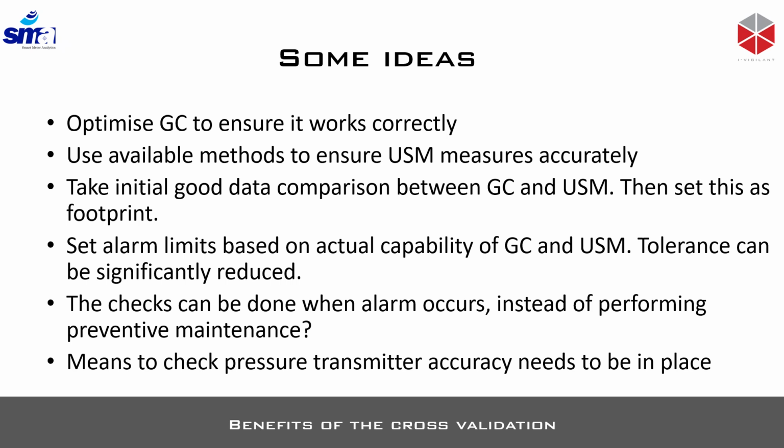We can then set an alarm limit based on the actual capability of the GC and USM. As an example, instead of using 0.2% as a tolerance for speed of sound, based on the capability of the GC, where it normally sits at 0.016%, maybe we can set the tolerance at 0.03 or 0.04%, and therefore it's a lot more representative to the actual capability of the USM and the GC itself. We can then do checks when an alarm occurs, instead of performing preventive maintenance.